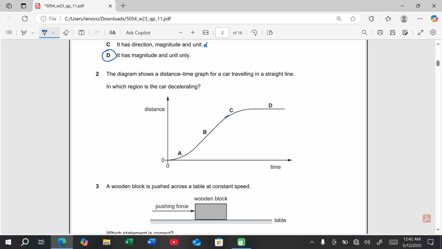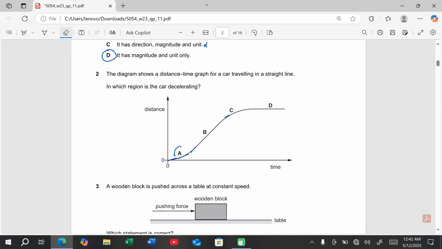In question number 2 it says the diagram shows a distance time graph for the car traveling in a straight line. In which region is the car decelerating? If you see the gradient, this is a distance time graph. The gradient of the graph is going to tell you the velocity. In this, if you draw the tangents, the tangent gradient is increasing, so it means the velocity is increasing here.